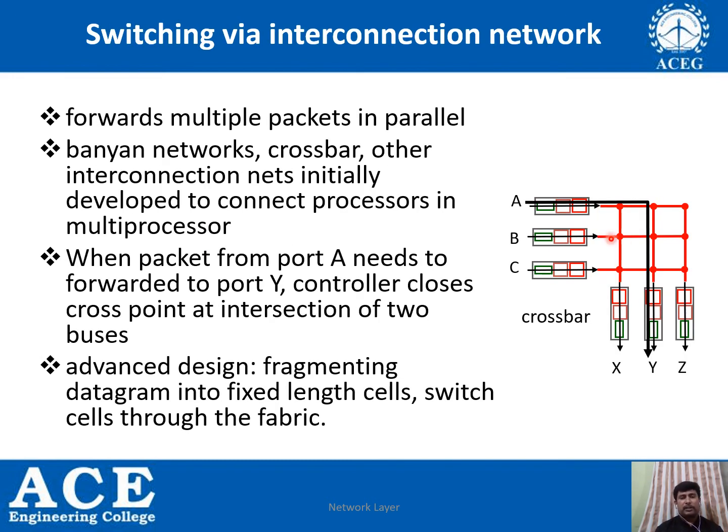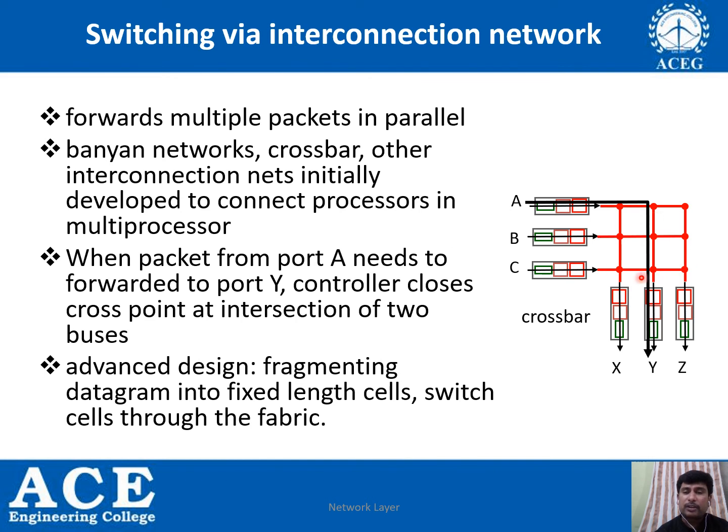The third type of switching fabric we are using is called switching via an interconnection network. To implement this, what we are trying to do is use a series of crossbar switches or Banyan networks. So it forwards multiple packets in parallel. For instance, A has some data to be sent to Y, B has some data to be sent to Z, C has some data for X. So here all the three input ports can transmit the data to the respective output ports. So we can have multiple packets happening in parallel.